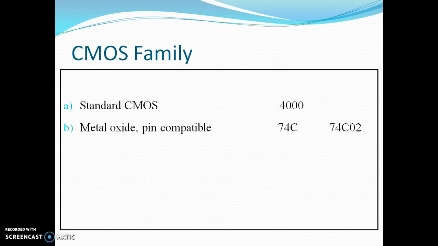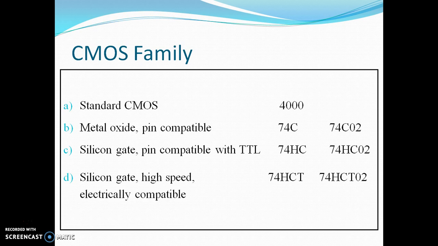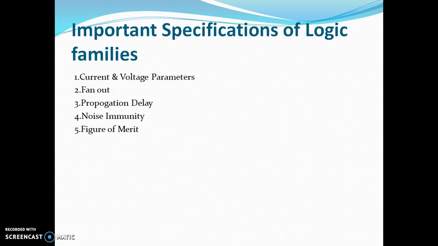Now we'll see the CMOS family. If it is a standard CMOS, the series will start from 4000. If it is a metal oxide pin compatible, it will start from 74C. If it is a silicon gate pin compatible with TTL, it will start from 74HC. If it is a silicon gate high speed, it will start from 74HCT, which is electrically compatible.